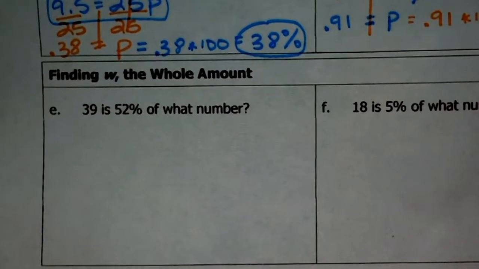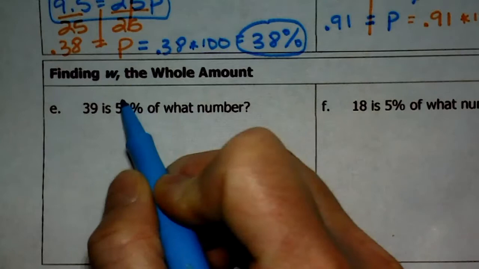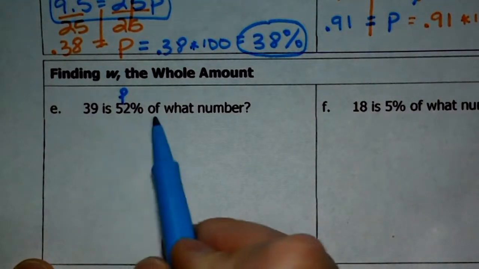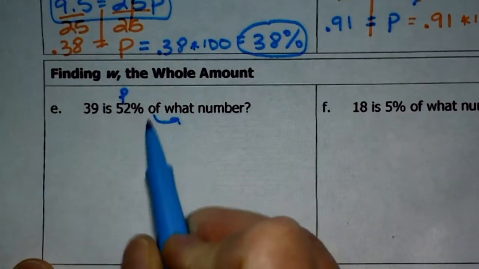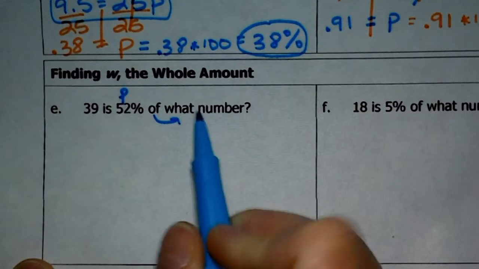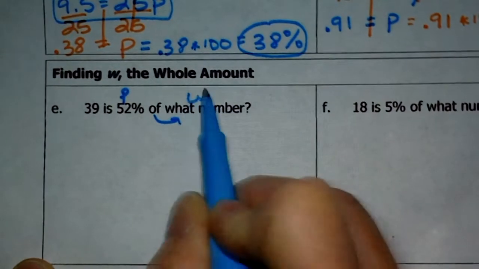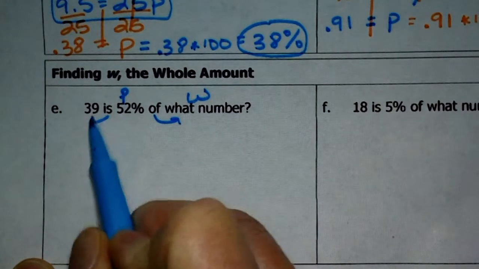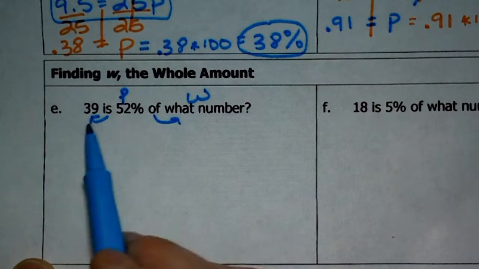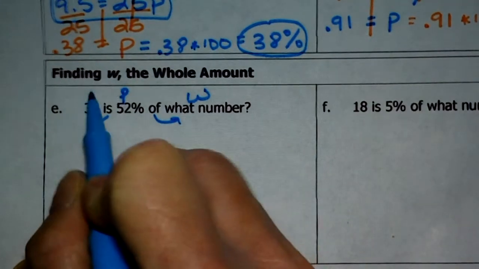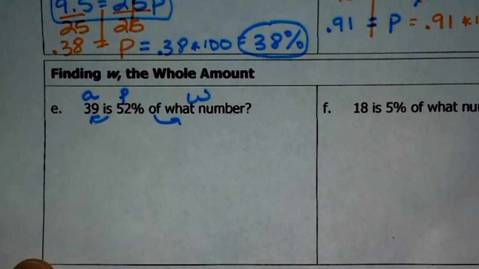First thing I see is there's a number with a percent sign after it. So I'm going to put a P above that. I know that's my percent. It says of what number? That means we don't know. So whatever follows the word of, when it says what number, that means question mark. We don't know what that is. And right here, the number 39 is in front of the word is. So 39 is 52% of what number? That means I don't know what it's out of. But I know that the score was a 39. So in this case, the W is missing.